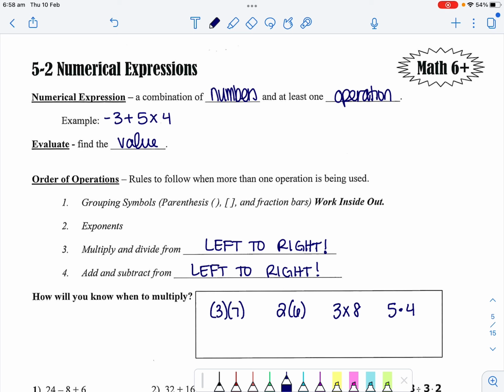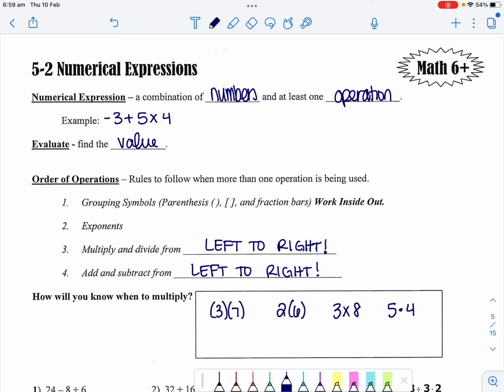The order of operations may be something that you're sort of familiar with. You should at least be familiar with the end of order of operations. But now we're going to add in the idea of grouping symbols and exponents because we talked about exponents yesterday. The order of operations are rules that we follow when more than one operation is being used. If we didn't have the order of operations, if we didn't have these rules that we all have to follow together, everybody would get a different answer depending on how they chose to evaluate.